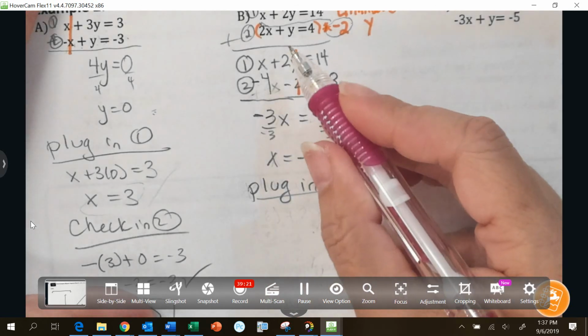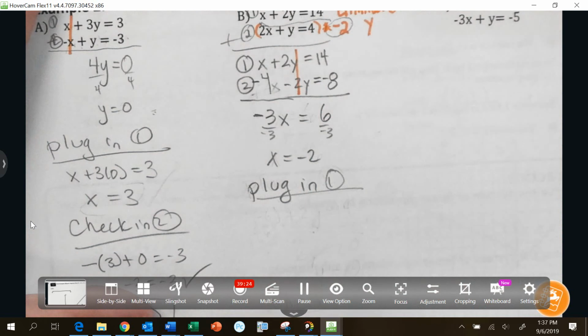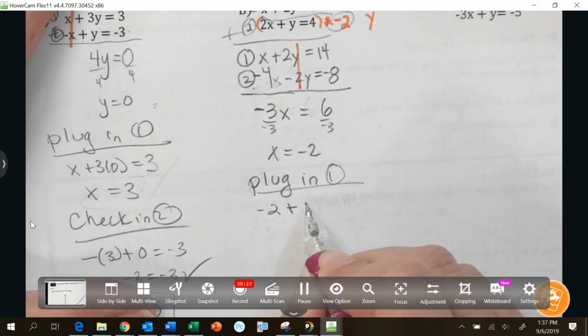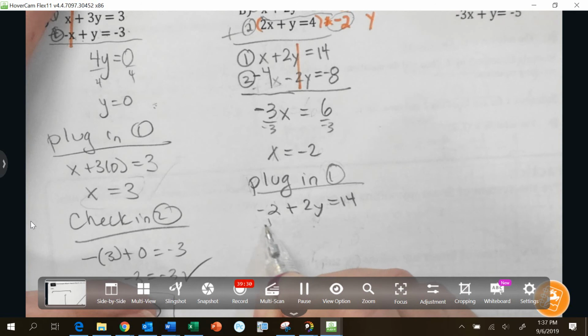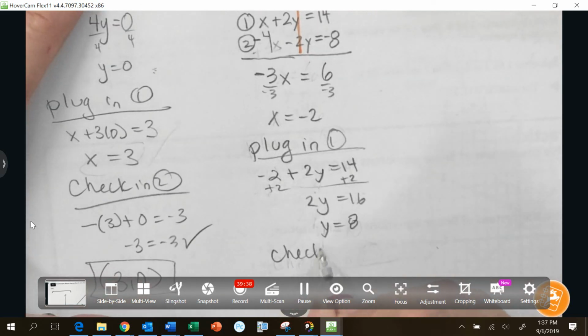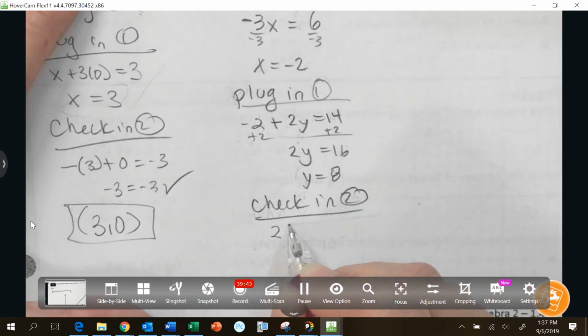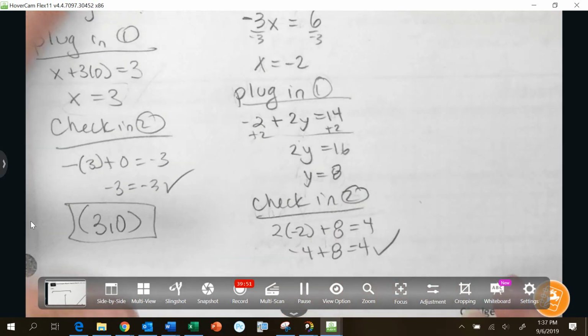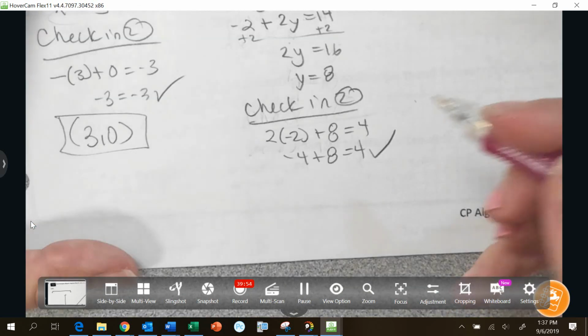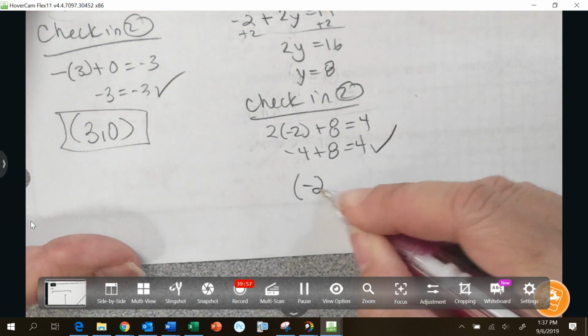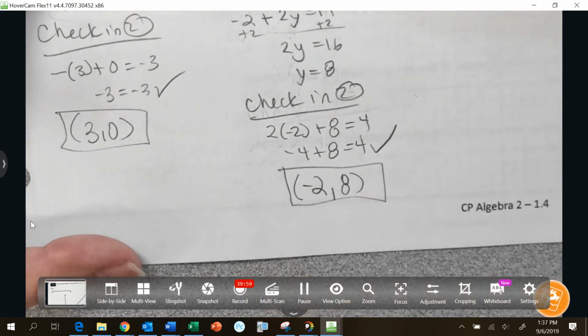So we're going to plug in negative 2. We're going to plug it into equation 1. Negative 2 plus 2y equals 14. Add 2. Sorry, now I'm starting to hurry again. 2y equals 16. Y is 8. Check in 2. So 2 times negative 2 plus 8 has to be 4. Negative 4 plus 8 is 4. Yes, this time it checked, finally. Negative 2, 8 is my answer.